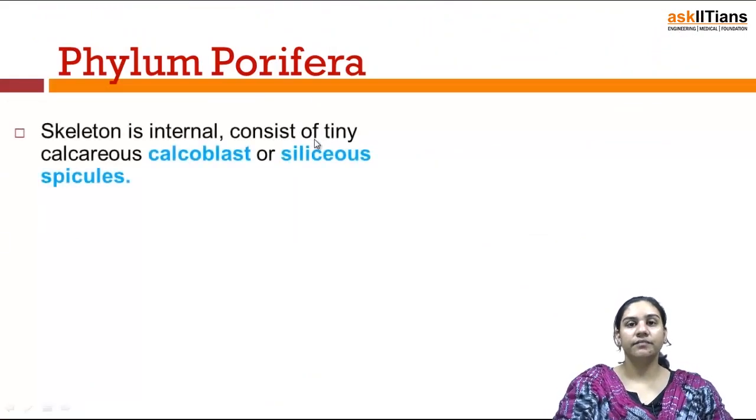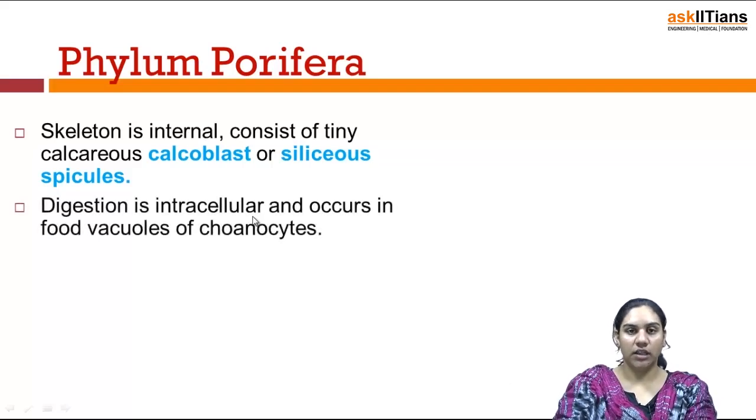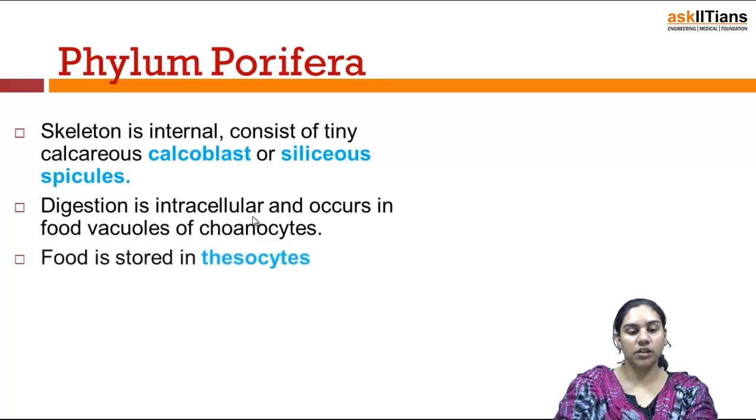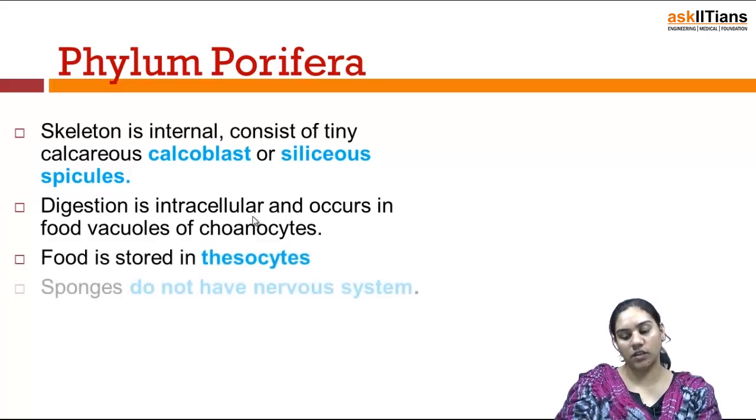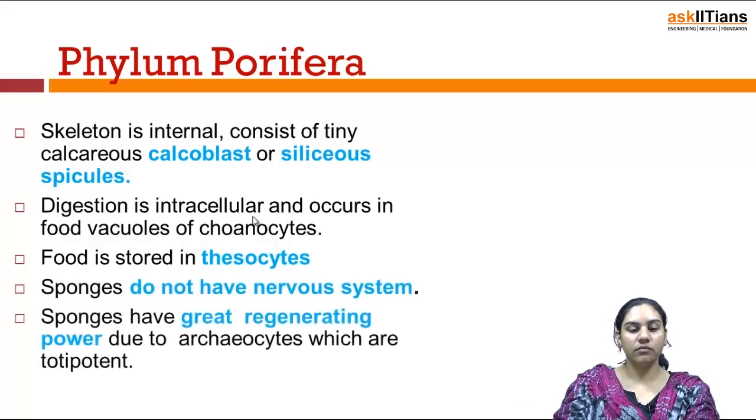The skeleton in the sponges, the internal skeleton, consists of tiny calcareous spicules secreted by calcoblasts, or siliceous spicules. The digestion in the sponges is intracellular and it occurs in the food vacuoles of choanocytes. The cells which store the food in the sponges are known as the thesocytes. The sponges lack a nervous system and they have a great regenerating power due to the archaeocytes, which are totipotent.